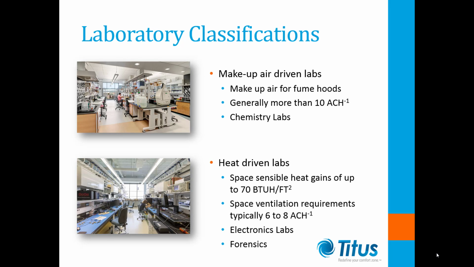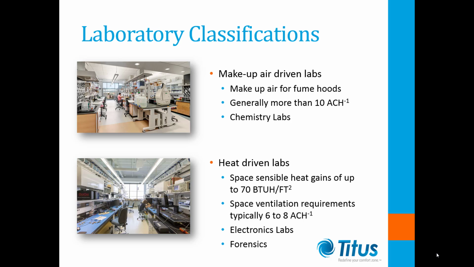Labs that make extensive use of heat generating electrical equipment may have heat gains of up to 70 BTUs per hour per square foot, but often with lower ventilation requirements as there are fewer fume hoods. The ventilation rates may be as low as 6 to 8 air changes, but much more air may be required to cool the lab when the electrical equipment is in use. These are often referred to as heat-driven labs.